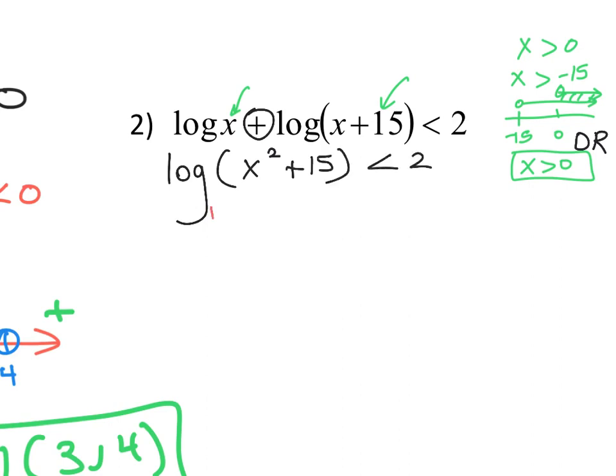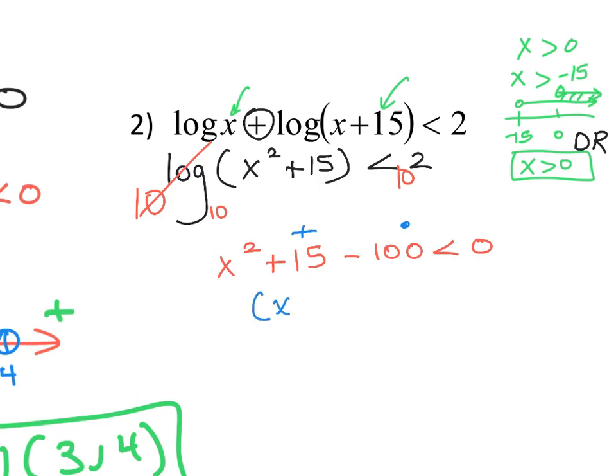Then the base over here is 10. So 10 to the power log, the argument, is less than 10 to the power 2. This will cancel, so x squared plus 15 is less than 10 to the power 2, which is 100. So I need to move it over, and that's going to be less than 0. This is a quadratic, so what multiplies to give me negative 100 and add to give me 15?